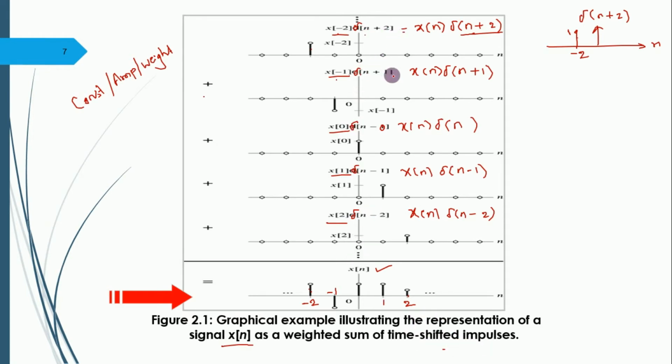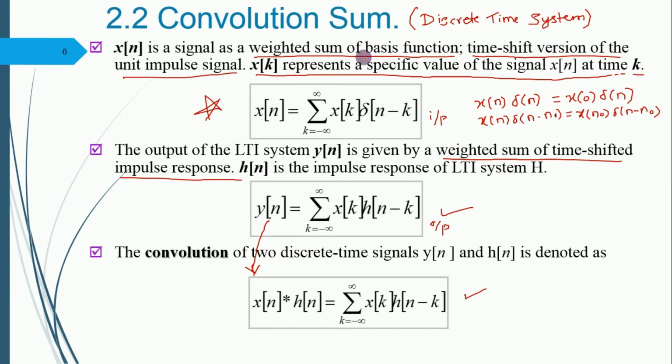See, delta of n plus 2, delta of n plus 1, delta of n minus 1, all these are time shifted impulses. So if I add all these things, this is preserved at minus 2, this will come at minus 1, this will come at 0, 1 and 2. If I add it, I'll get the original input signal. So that's why x of n can be represented as a weighted sum of time shifted impulses. These are weights. I am adding them. That's why we call it a weighted sum of time shifted impulses.